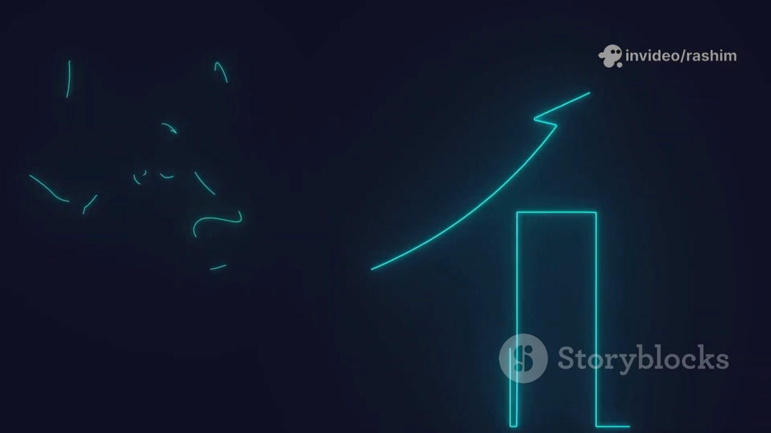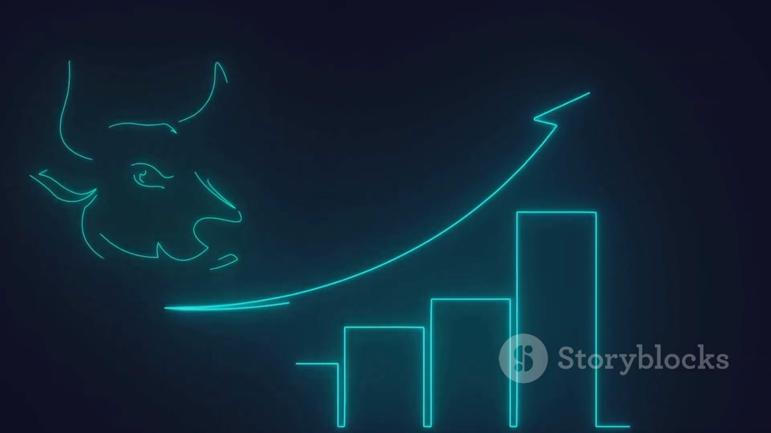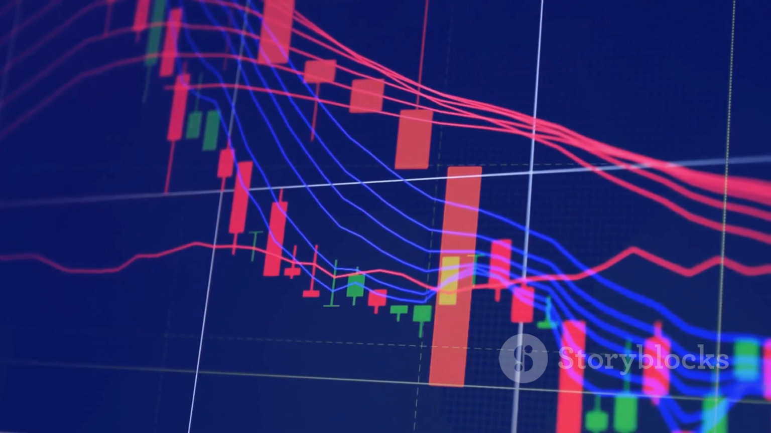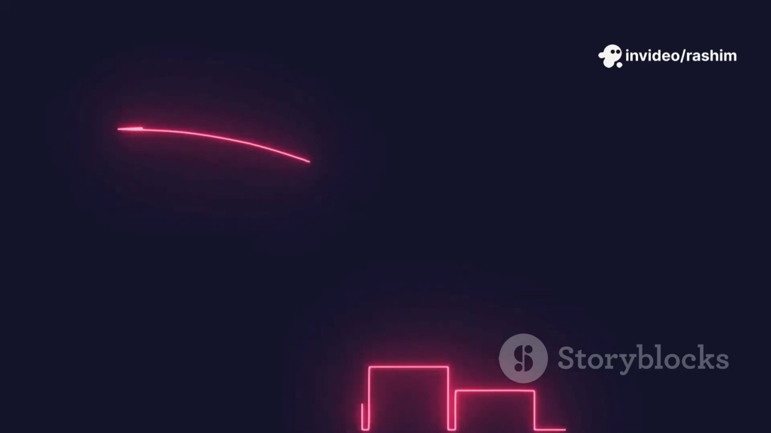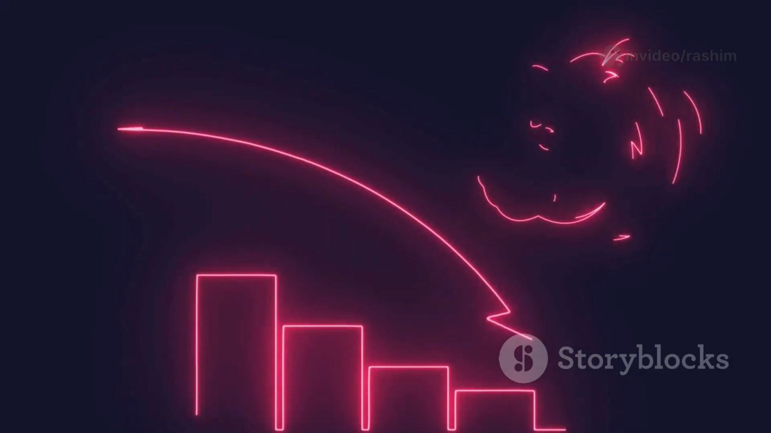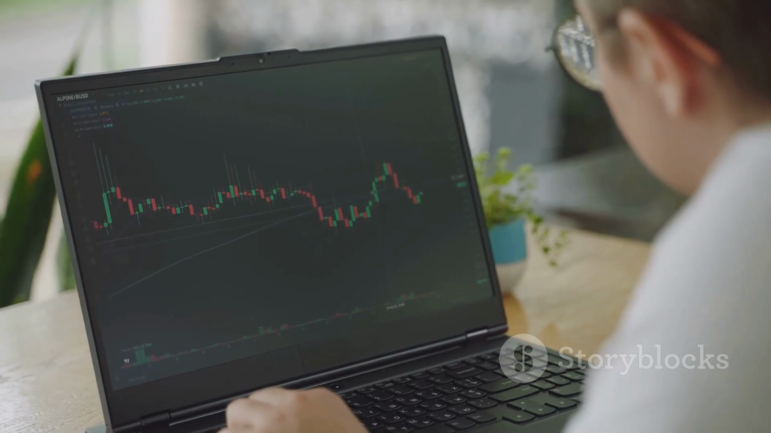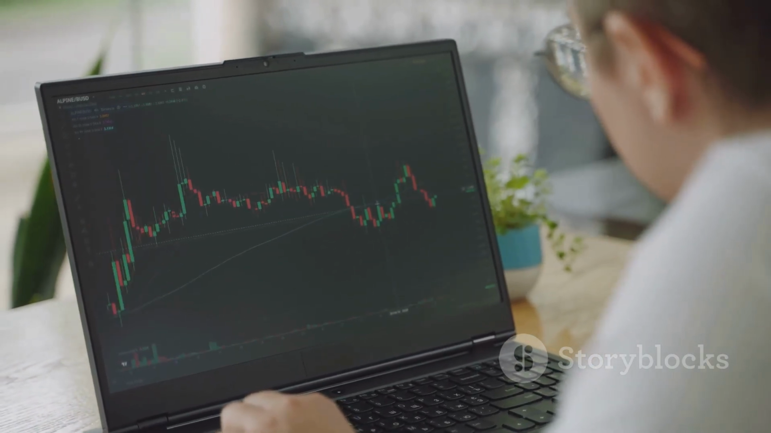We call this a bullish candle because buyers or bulls were in control and pushed the price higher. On the other hand, a red or sometimes black candle means the price went down. This occurs when the closing price is lower than the opening price. We call this a bearish candle because sellers or bears were in control and pushed the price lower. These simple colors give you an instant visual cue about market sentiment.